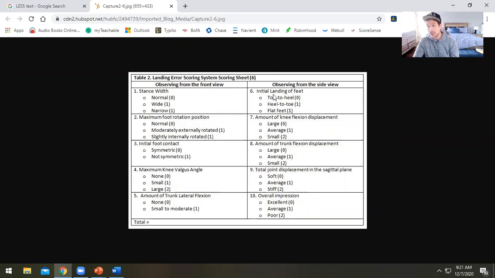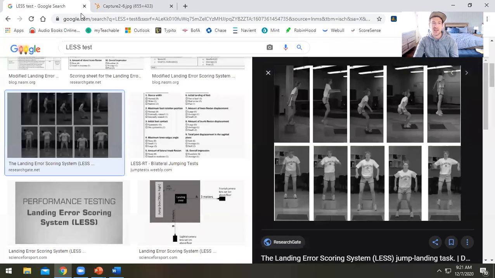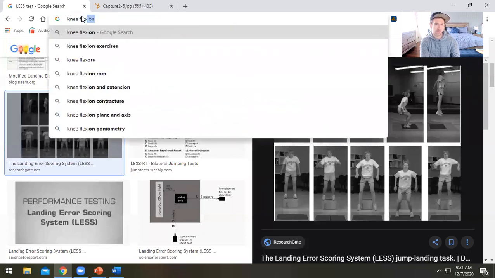So initial toe, like landing in a depth jump, we want to land toe to heel. Your toes are your shock absorbers. We want that to hit and then slowly lower you down. Was there a certain amount of knee flexion displacement? Now, talking about knee flexion displacement, what we mean is, are the knees traveling super far past the toes, right?